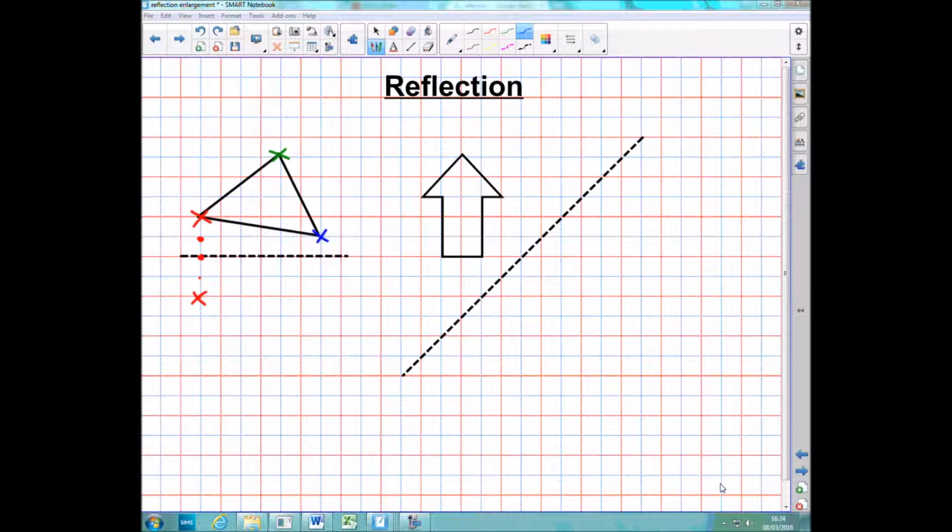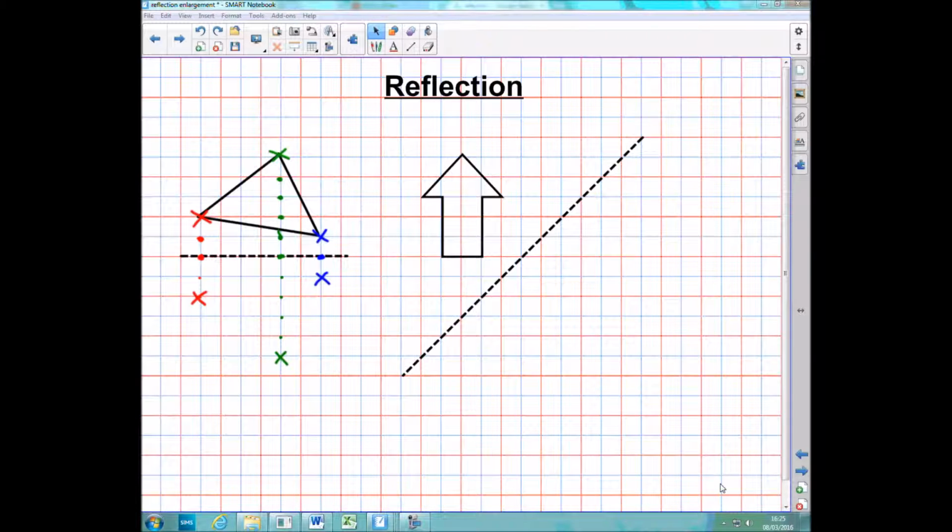My blue cross is only 1 away. So I'm going to count another 1, and that's where my new corner will be. My green cross is 1, 2, 3, 4, 5 away. So again, I'm going to count 1, 2, 3, 4, 5. And that's where my new corner is.